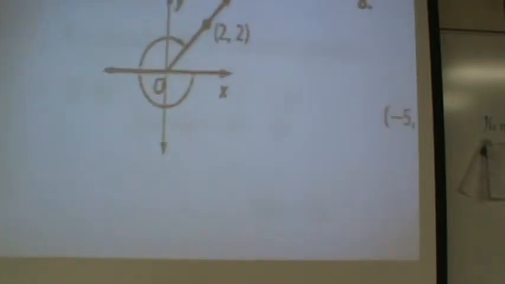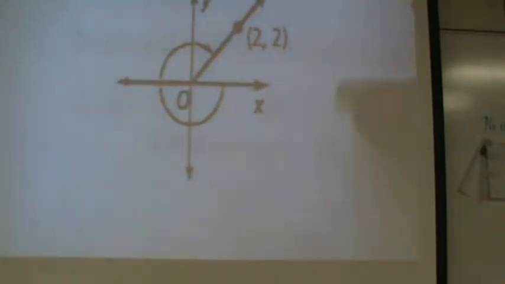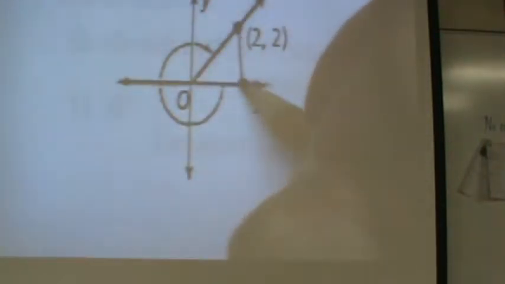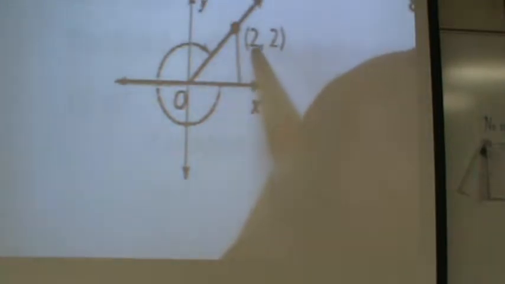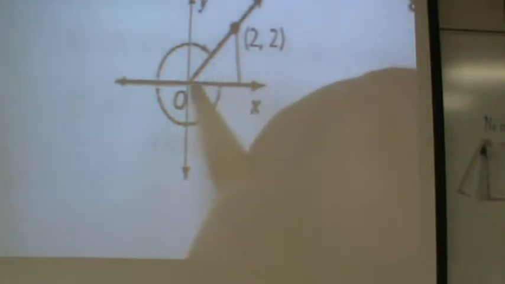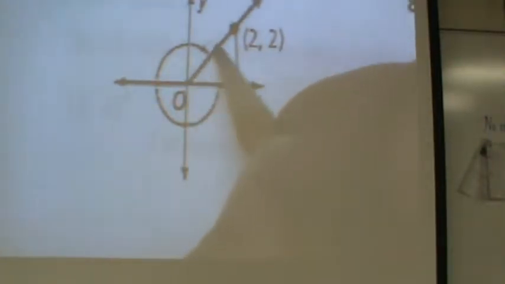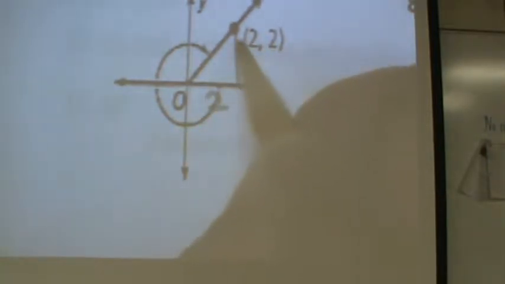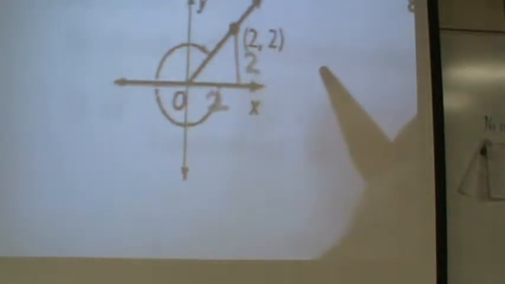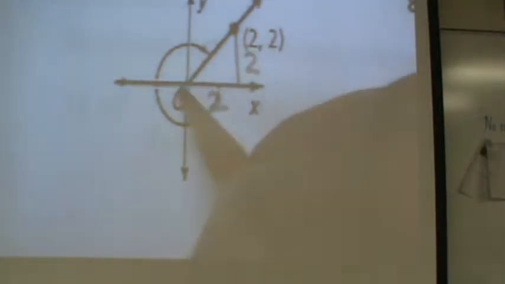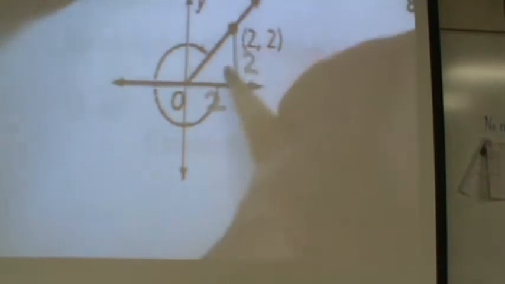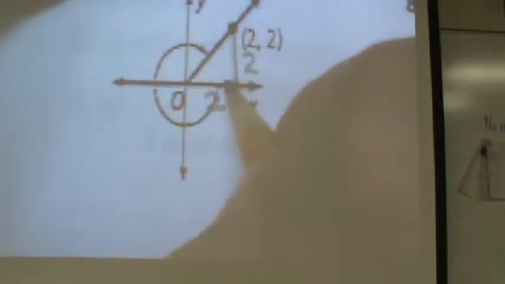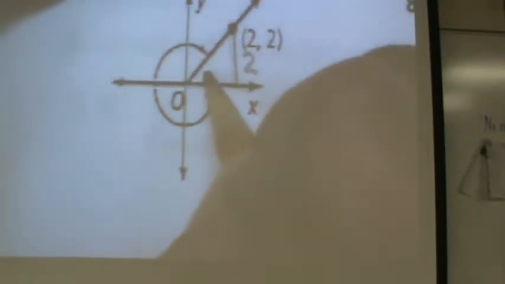So, check this out, number 7. So what you're going to do is look at this ordered pair, 2, 2. To go from the origin to this point, you're going over 2 units and up 2, right? Yes or no? Over 2 and up 2. So do you see this triangle right here?